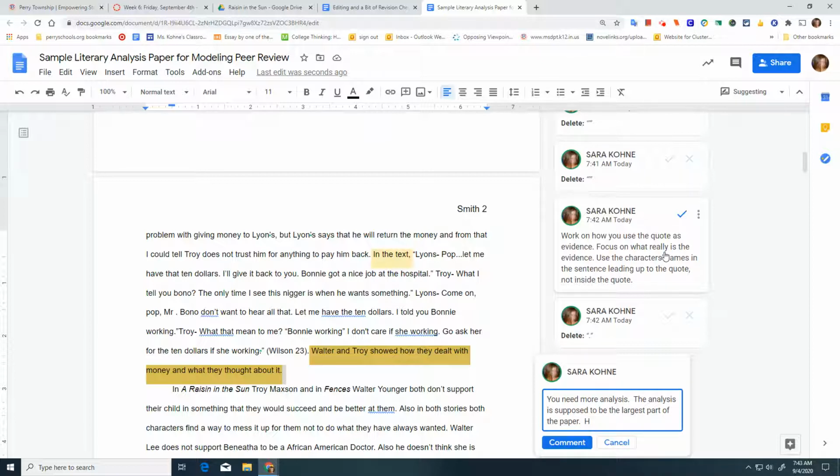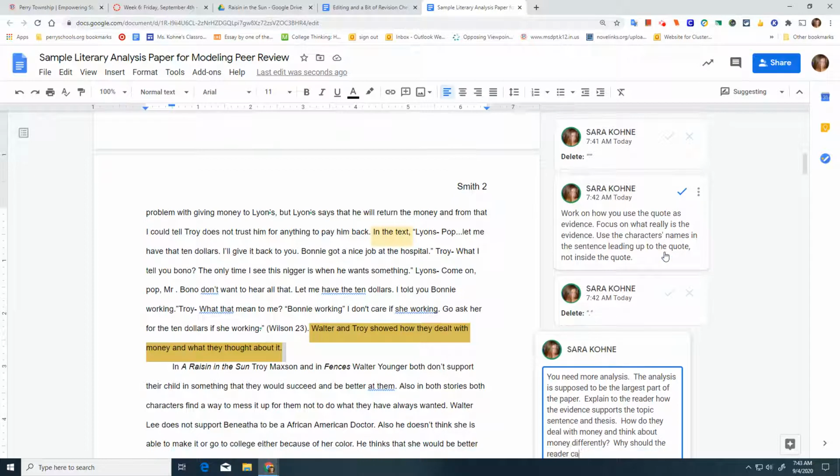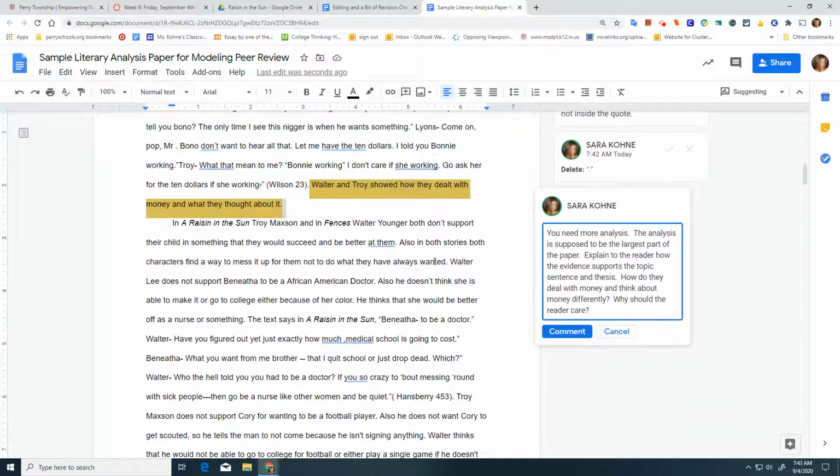I'll explain to the reader how the evidence supports the topic sentence and thesis. How do they deal with money and think about money differently? Why should the reader care? Yeah. Okay.